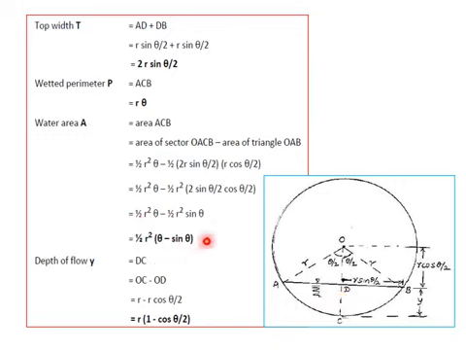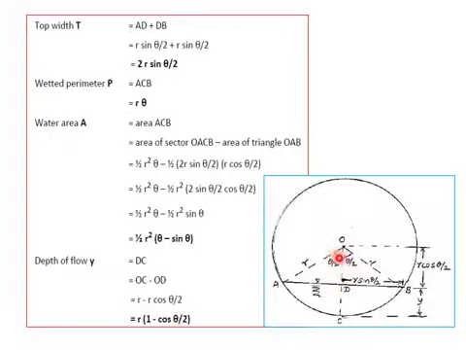What is depth of flow? Depth of flow is only this DC. That gives OC minus OD. What is OC? It is nothing but the radius. So radius minus this OD, which is r cos theta by 2, gives the depth. So r minus r cos theta by 2. So r into 1 minus cos theta by 2 is the formula for the depth of flow.